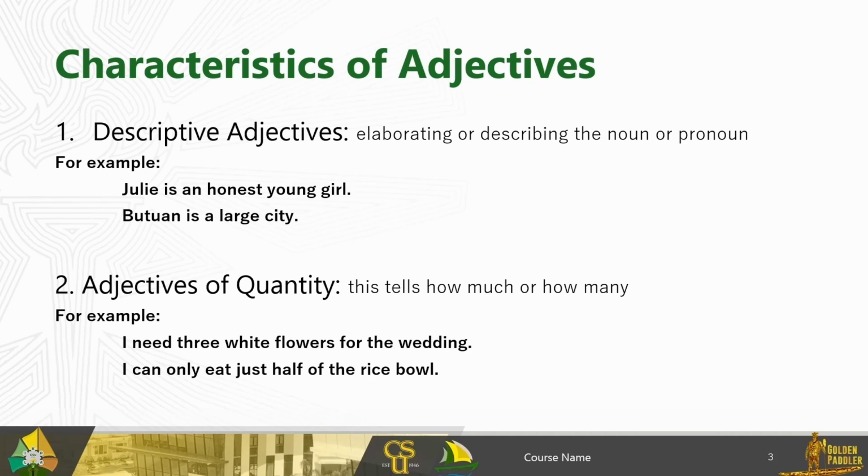Next is adjectives of quantity. This tells how much or how many. For example, I need 3 white flowers for the wedding. I can only eat just half of the rice bowl. In these sentences, we have the adjectives 3 and half that tell us how many the flowers are for the wedding and the rice of the bowl.